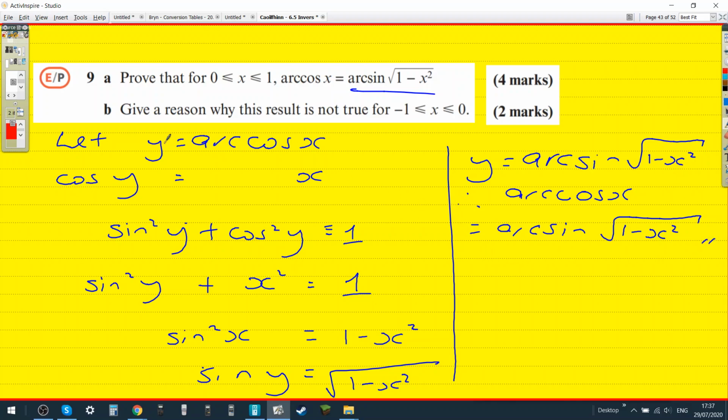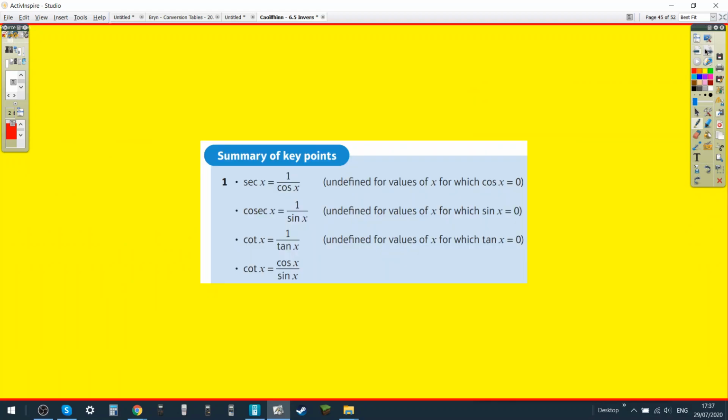Yeah, so, just for the sake of ease, we let y be equal to arc cos x. Cos both sides. Cos y is x, so cos squared y is x squared. Sine squared y plus x squared is 1. Sine squared y is 1 minus x squared. Sine y is the square root. Y is the arc sine. And y is also arc cos x. And so arc cos x is arc sine root 1 minus x squared. Any questions there? No.